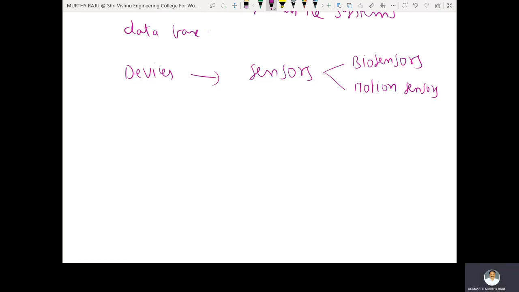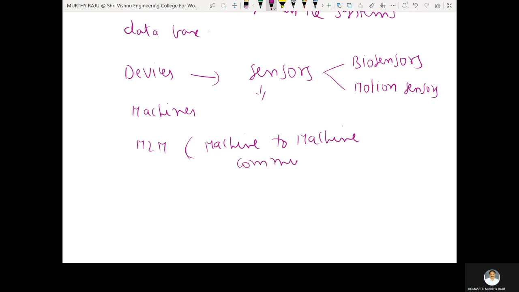Okay, devices area. All these devices are called machines. In this case, sensors are devices. These devices are also called machines. Two types of sensors are used, biosensors and motion sensors. A device that runs M2M applications using M2M service capabilities. And M2M means machine to machine service, machine to machine communication. Human interaction is negligible.